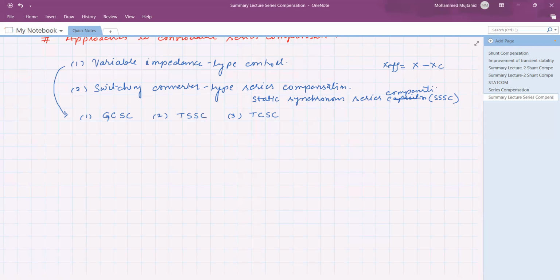It is similar to the StatCom, whereas there are different methods available to control the impedance of the transmission line, the capacitive reactance or the voltage across the capacitive reactance.